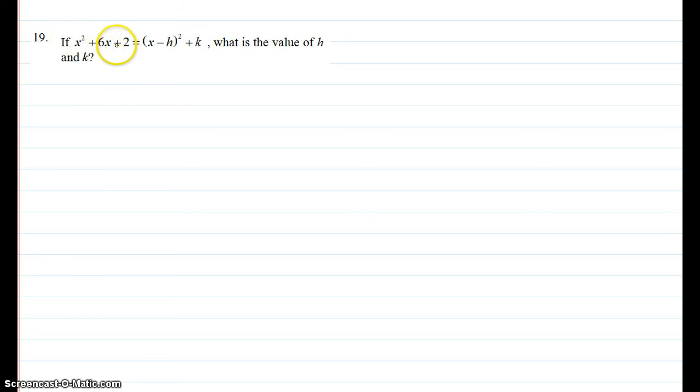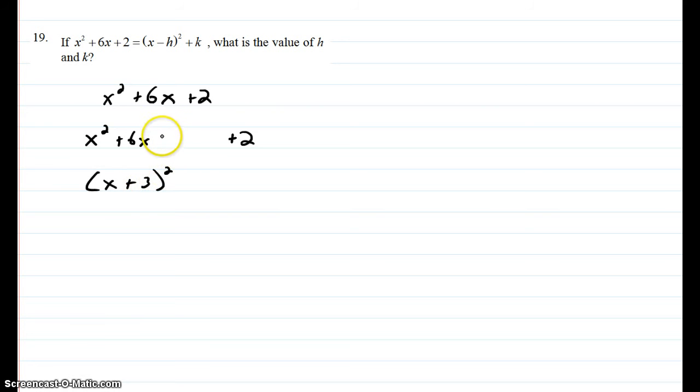All right, so for this, we want to find the value of h and k. So we basically just want to put this in vertex form. So we have x squared plus 6x plus 2. And so we're going to complete the square in this. So x squared plus 6x, move that 2 over, we don't need it right now. So what's half of 6? 3. And then we square it. 3 squared gives us 9.